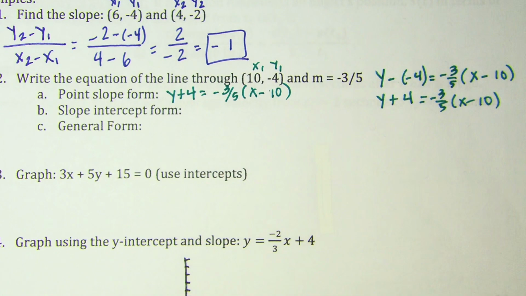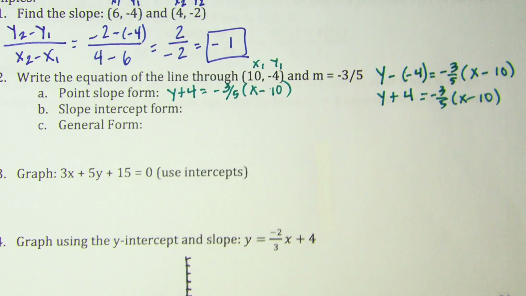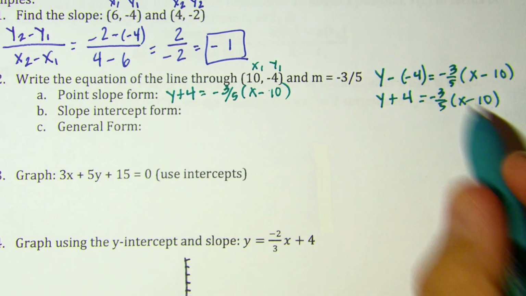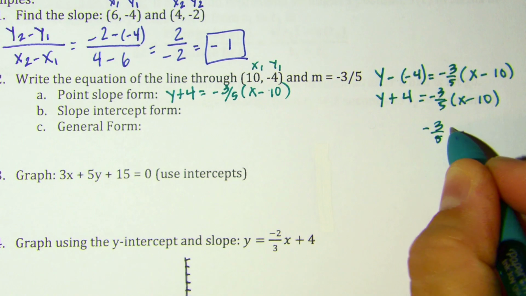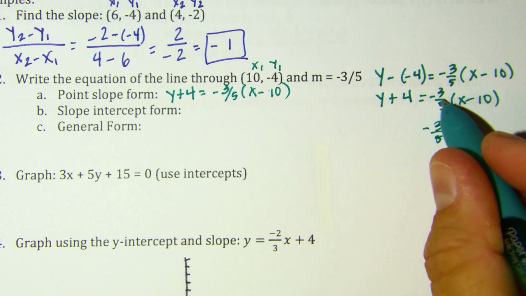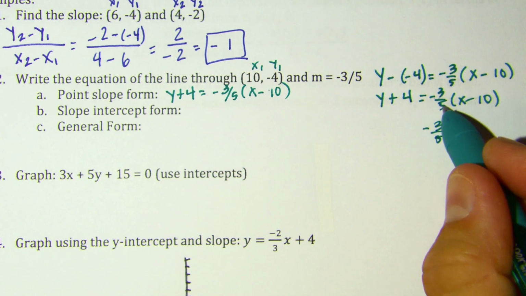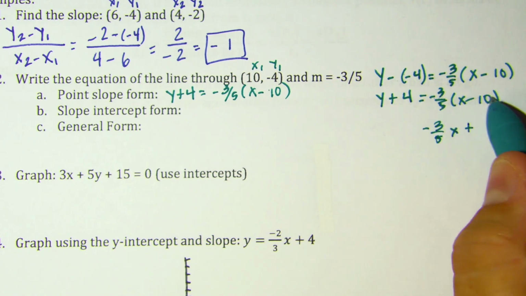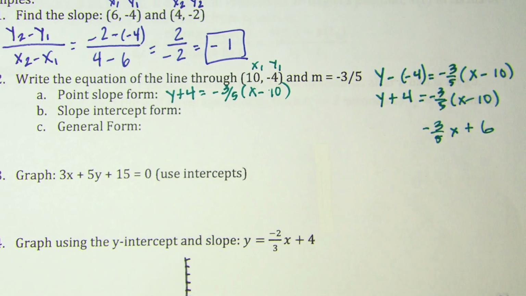Point-slope or slope-intercept form, all we need to do is get y by itself and distribute my slope here. So I'm going to go ahead and distribute my slope. So that'll become negative 3/5 x. And the negative 3/5 times the 10, a negative times a negative will be a positive. The 5 on bottom and the 10 can reduce to a 2. Negative 3 times 2 is, or 3 times 2 is 6.